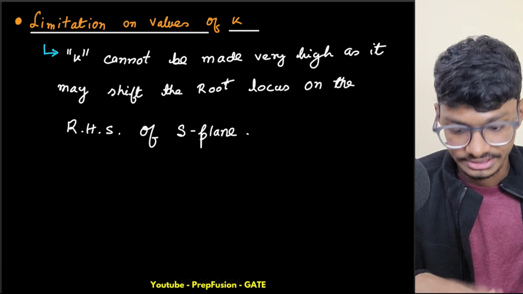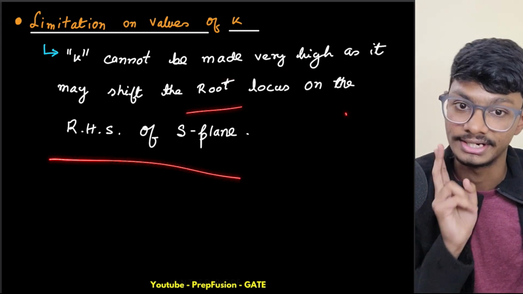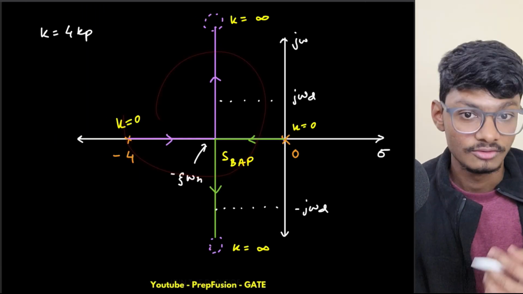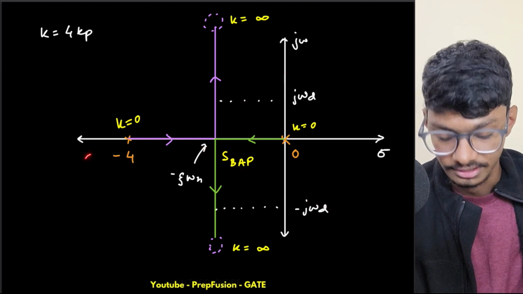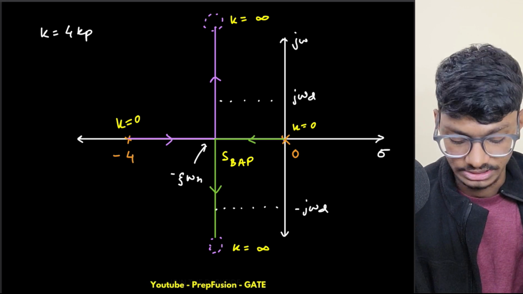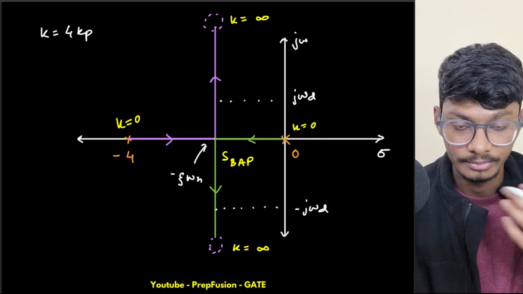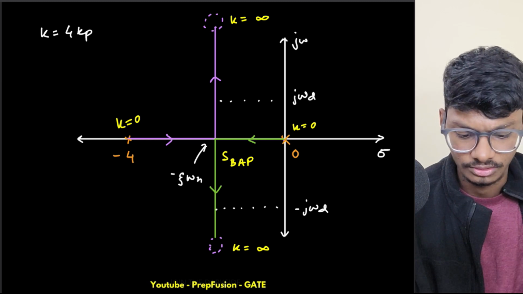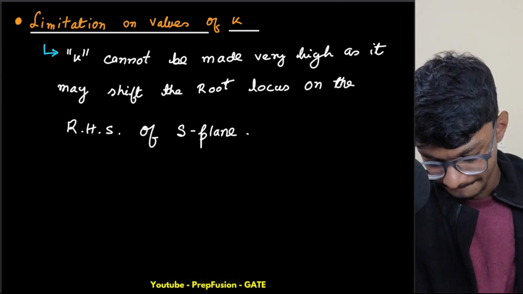So what this point states is that K cannot be made very high, as it may shift the root locus to the right hand side of the S-plane. So now it is fine, this is always stable, right? But sometimes we saw in the root locus, for very high values of K, it was going like this. If I add another open loop pole, this will go like something less. So we can't do that, basically. So we have a limitation on the value of K. Obviously the gain also can't be made very high, it will make the system costly again. Okay, so these are the two things. This is also one thing that makes the system costly.